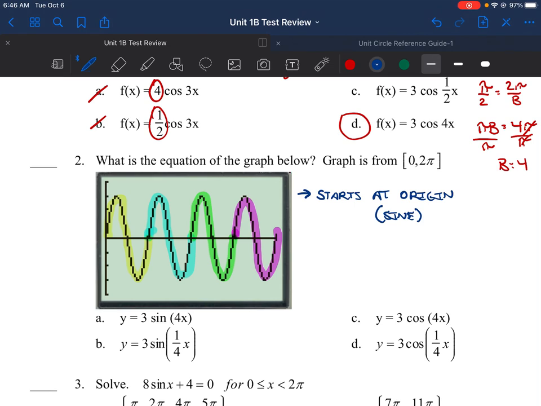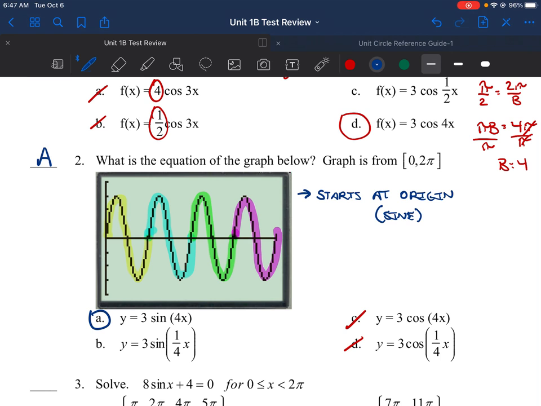Remember that the parent function of sine goes through 1 complete cycle from 0 to 2 pi. So this means that our b term is going to be 4. Well, we have a 4 here, and we have a 4 here. But remember, we said that because this is going through the origin, this is going to be a sine function. So I'm going to go ahead and cross out these cosine functions, and from the answer choices remaining, the only one that has a b term of 4 is going to be A. So that's going to be our answer choice.